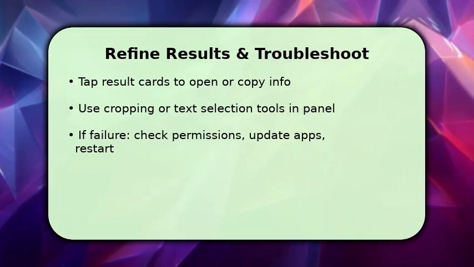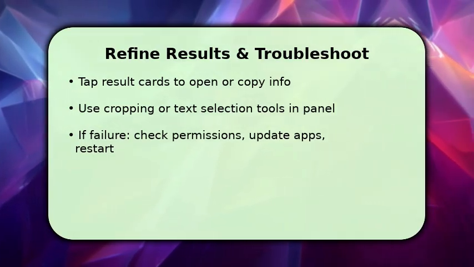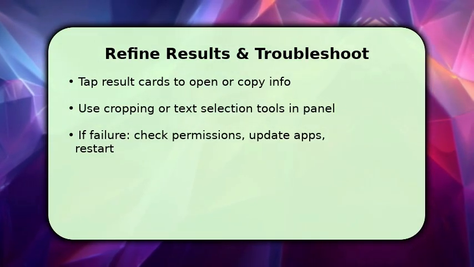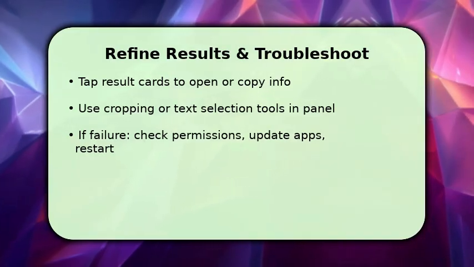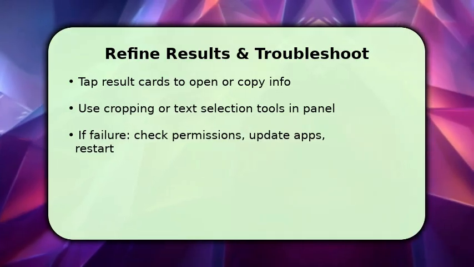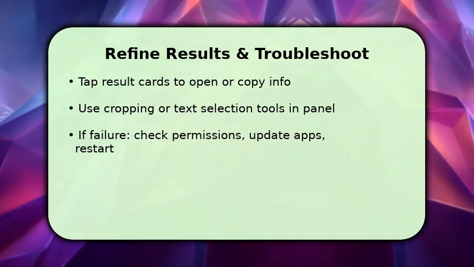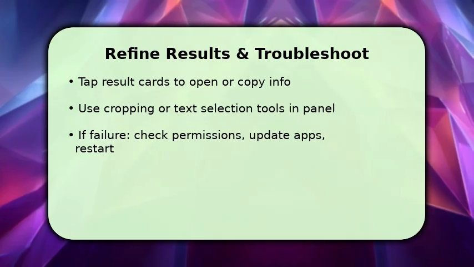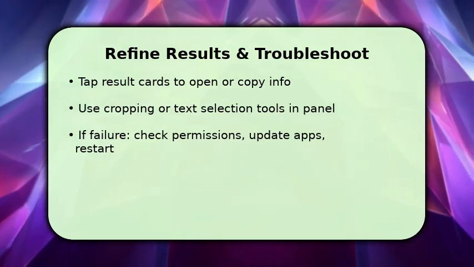If circle to search fails, first check permissions and background access, then update the Google app and system software. If issues persist, restart the phone and retry. A quick reboot often clears camera or gesture recognition hangs. One key tip: ensure good lighting and contrast for visual searches.